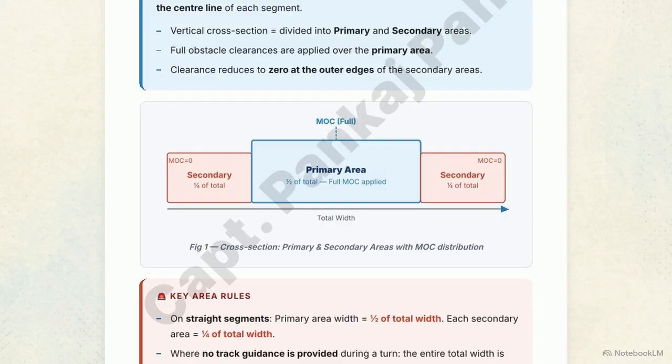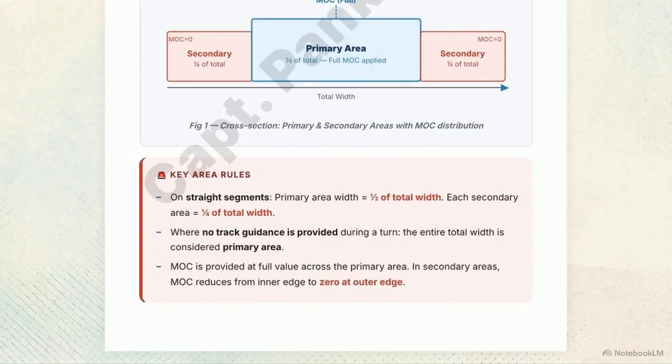Looking at this cross-section of a departure segment, the airspace is symmetrically divided. The inner half of the total width forms the primary area, where full minimum obstacle clearance, or MOC, is applied. The outer quarters form the secondary areas, where clearance tapers down to zero at the absolute edges. However, if an aircraft executes a turn without track guidance, that tapering safety buffer is eliminated. The entire width of the airway must be treated as the primary area, demanding full obstacle clearance across the board.